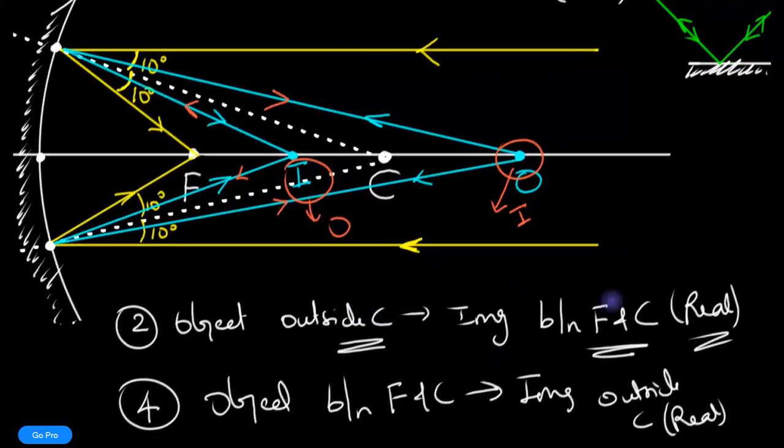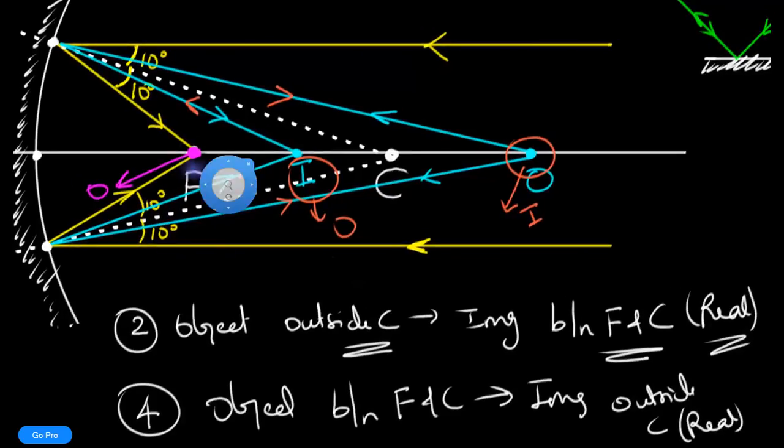And from the same argument that we did before, as long as the object is anywhere between F and C, we're going to find out that the image is also going to be outside C because it's just reversible. Same argument that I did over here is going to hold good. So let's now bring this object closer and closer to F, and you will see the image goes farther and farther away from the mirror. And the question now is, what's going to happen if I brought my object right at this point? If this was my object.